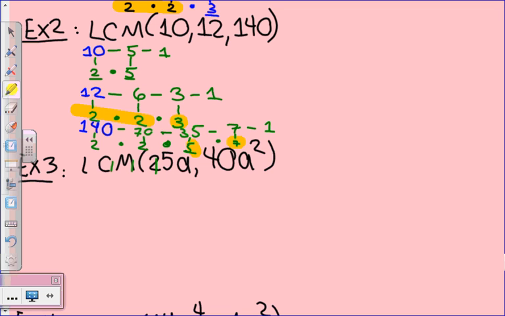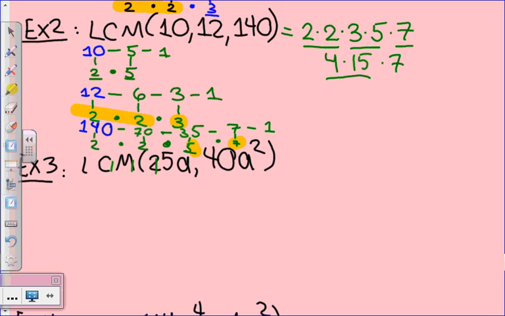And I also see a 7. So that is everything that I'm going to write down. So I have two 2s, I have one 3, I have one 5, and I have one 7. What's nice about that is that we don't have to sit there and do all of those multiplications. So I'm going to go ahead and start with 4 times 15 times 7. We know 4 times 15 is 60, times 7, and we get to 420. So do whatever is easiest for you.